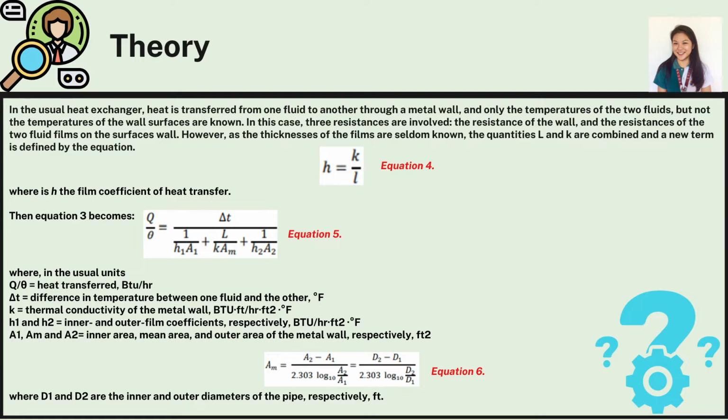A sub 1, A sub m, and A sub 2 are the inner area, mean area, and the outer area of the metal wall respectively with the unit of feet squared. And as shown in equation 6, D sub 1 and D sub 2 are the inner and outer diameters of the pipe respectively with the unit of feet.